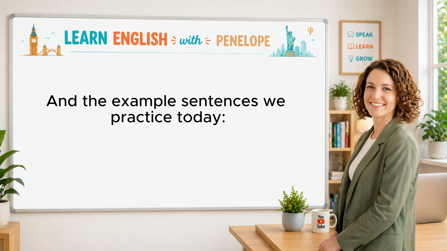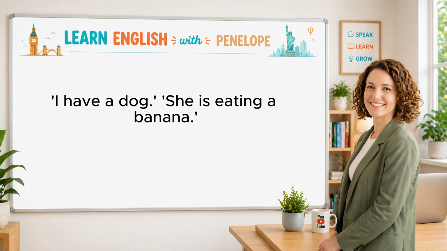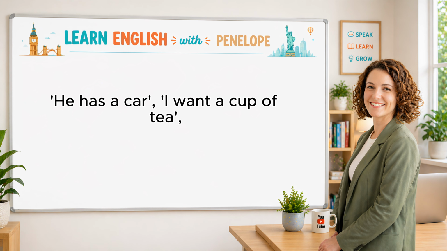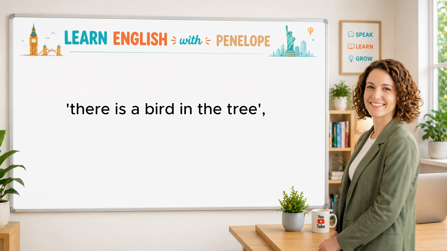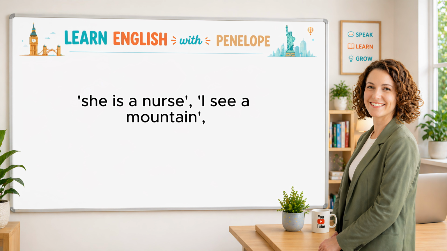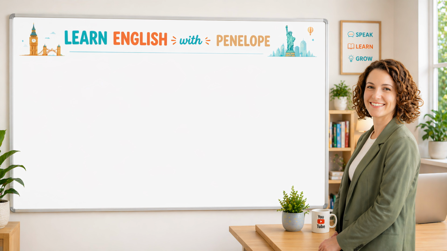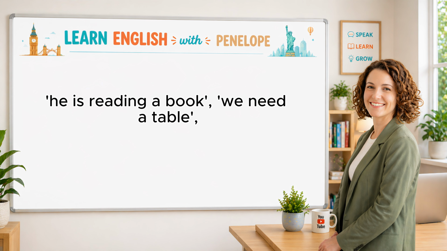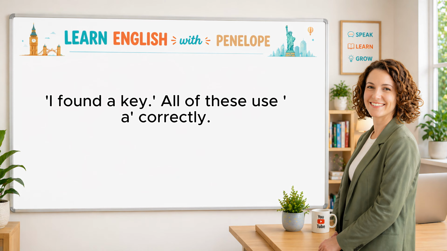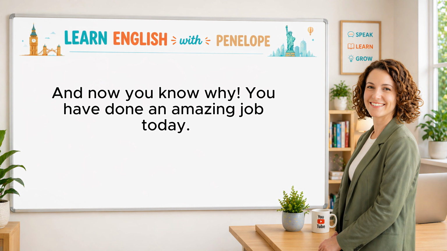And the example sentences we practiced today. I have a dog. She is eating a banana. He has a car. I want a cup of tea. There is a bird in the tree. She is a nurse. I see a mountain. He is reading a book. We need a table. I found a key. All of these use A correctly. And now you know why.